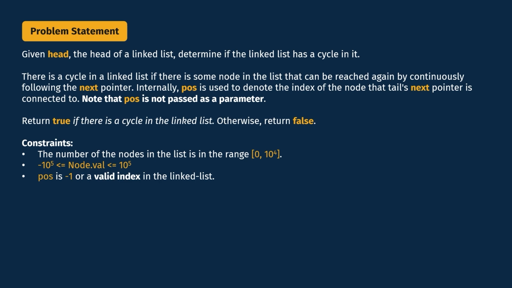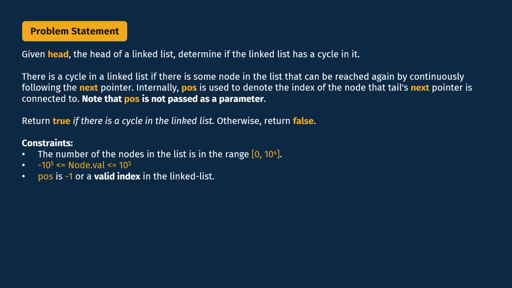The problem also mentions that internally POS, short for position, is used to denote the index of the node that the tail's next pointer connects to. But here is the important part. POS is not passed as a parameter to our function. We need to detect the cycle without knowing where it might be. So our job is simple. Return true if there is a cycle and false otherwise.